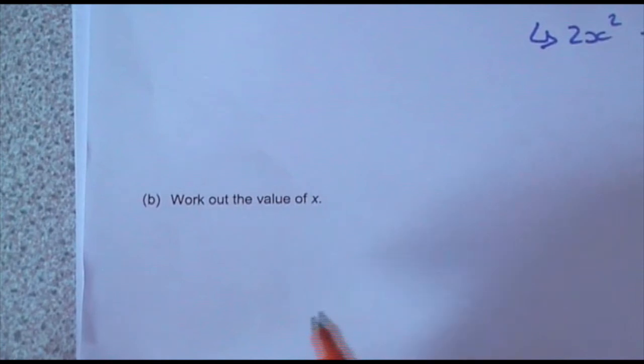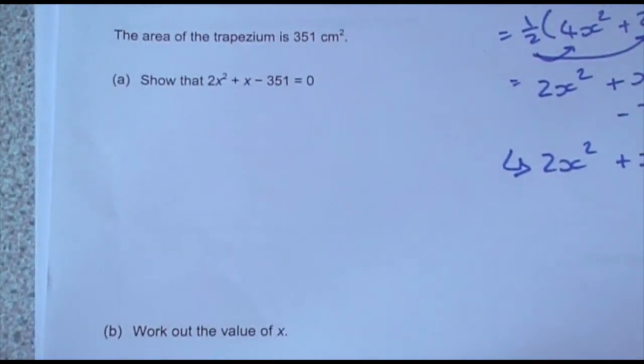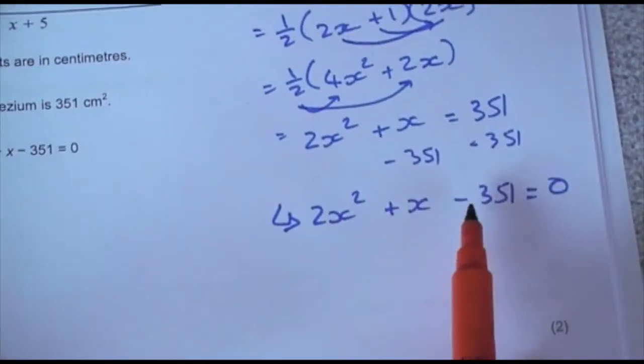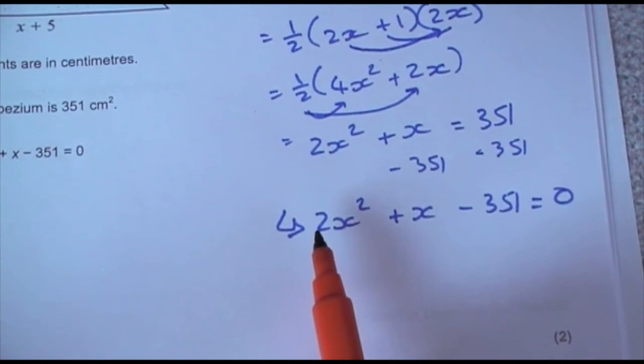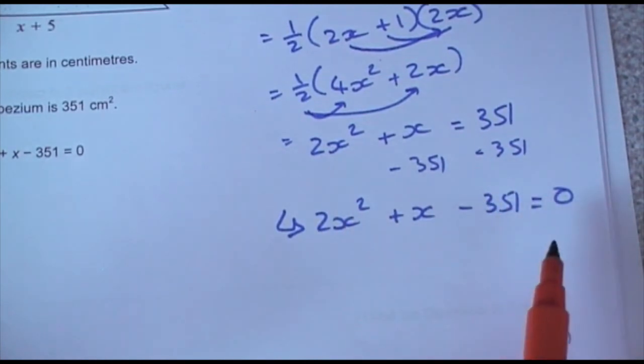Now part B wants us to work out the value of x. So here they haven't said we want it to 3 significant figures or any hint that we need to use the quadratic equation given at the front of the paper, but this is a quadratic. I wouldn't like to factorize it because it's got a coefficient for a start, but also because it's got this product at the end of 351, which is negative. No, thank you. I'm going to use the quadratic equation.